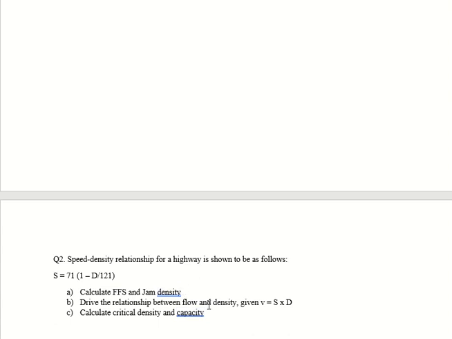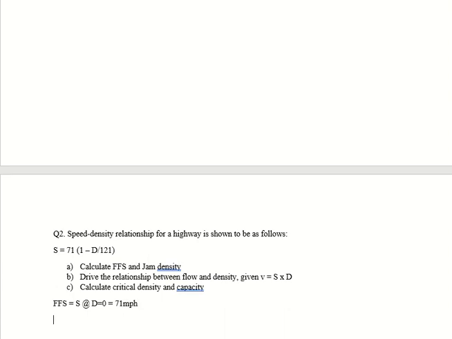So for free flow speed, density is 0. So in this equation, you put density as 0. So your free flow speed equals S at D equals 0, and that is 71 miles per hour. Then we have jam density. Jam density means D at S equals 0. So now you replace S with 0 here.